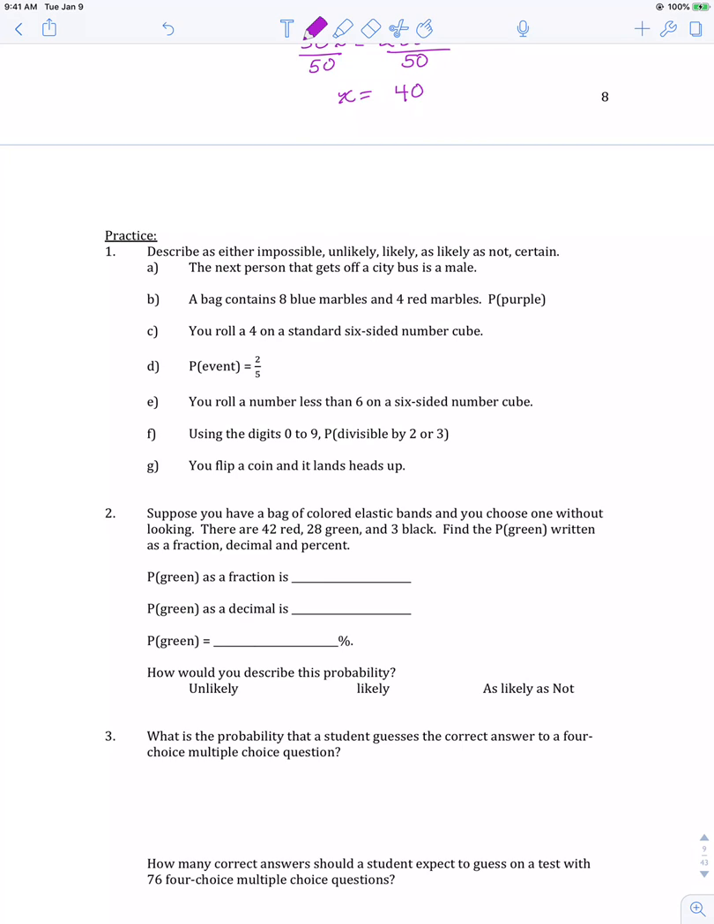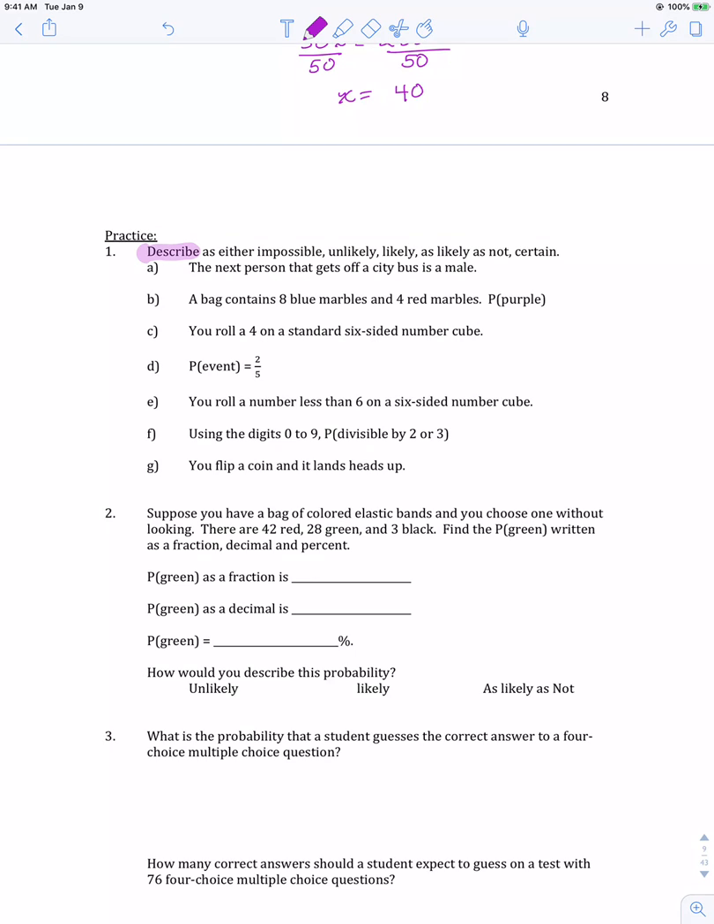Number one, we're going to find or describe, we're going to describe using the words. Sometimes I need to find the probability first before I could describe it, so I could look at that scale. Sometimes it's pretty obvious. So this says A, the next person that gets off a city bus is a male. Well, we have two options for gender, male or female. So if somebody gets on a bus, what's the probability the first person off the bus is a male? It's an equal shot. It's a 50-50 shot, female or male.